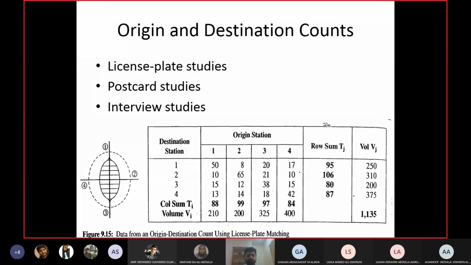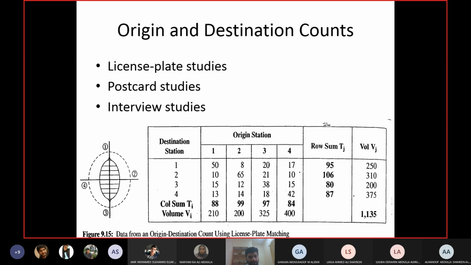So you distribute the cards to the drivers, on signals, on intersections, in the parking areas. Then you tell them, whenever you have the time to fill the card, fill it, and post it to us. So they will fill up the card. In the card, you basically ask the questions about origin and destination, obviously, because this is our focus. You may ask one or two more questions as well.